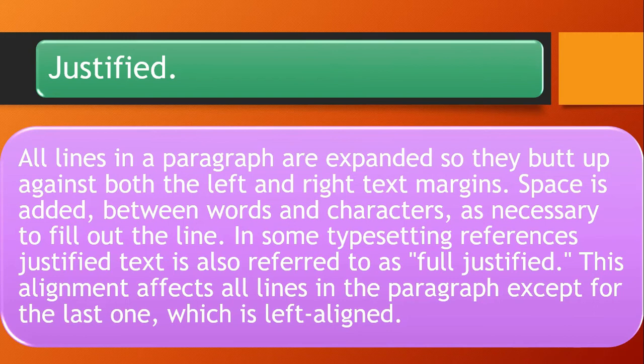Justified. All lines in the paragraph are expanded so they butt up against both the left and right margins. A space is added between words and characters as necessary to fill out the line. In some typesetting references, justified text is also referred to as full justified. This alignment affects all lines in the paragraph except for the last one, which is left aligned.